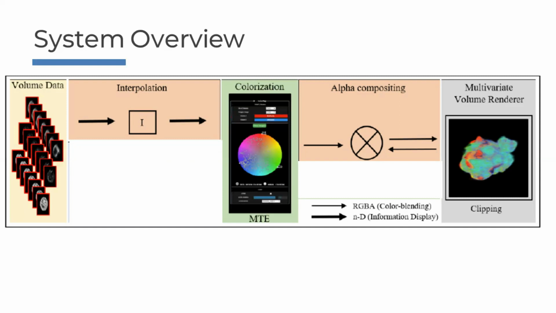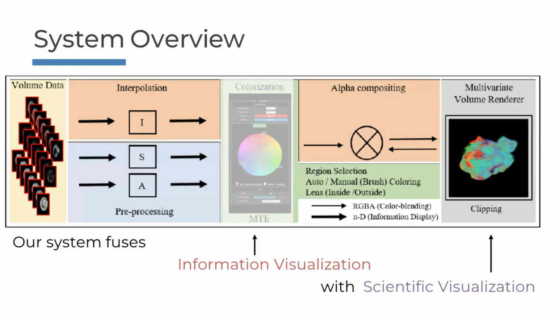With an RGB-A, right? We basically map these multiple channels into an RGB color, and then we add an opacity to it that can be defined by the user, and then we can create these volume rendered images, right? And all of this really basically fuses information visualization with scientific visualization, right? So we have the information visualization display there, and you have the scientific visualization on the right hand side.